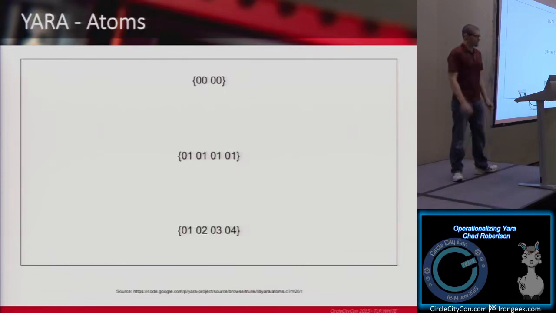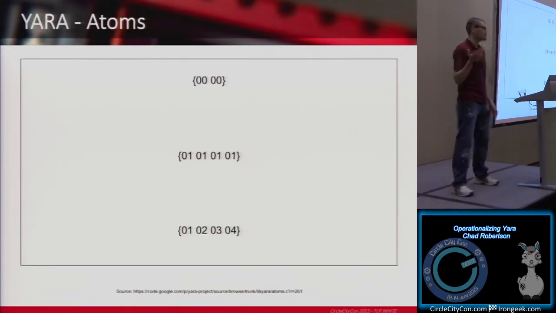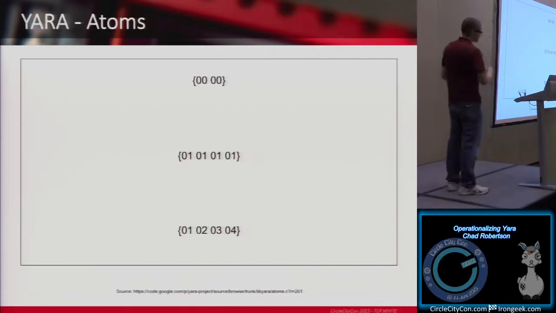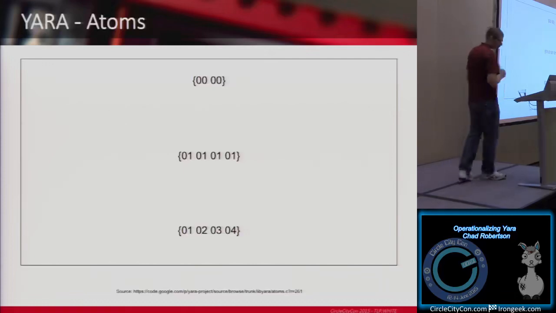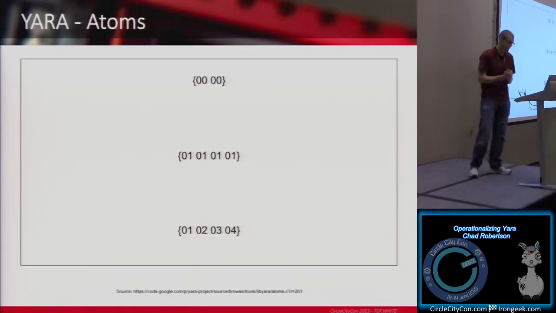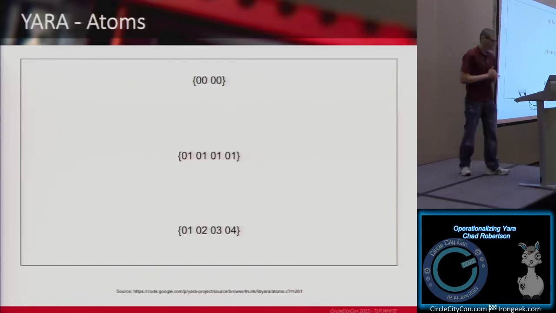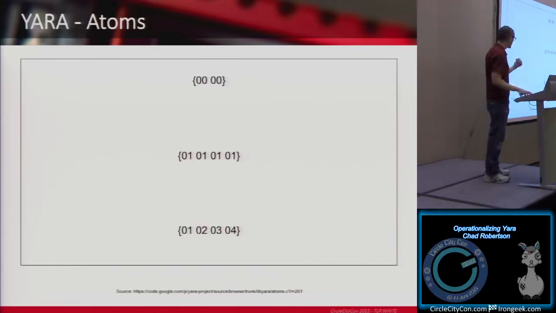So which is optimal? What's an optimal string, an optimal atom to use for YARA to get the most efficient rule? The top one's a very poor atom because the quality of an atom depends on some characteristics, including its length, number of zeros, and the number of unique distinct bytes. Atom 00 is very low quality because it's only 2 bytes long and both bytes are zeros. Atom 01010101 is better, but still not optimal. And then 1234 would be an optimal atom.